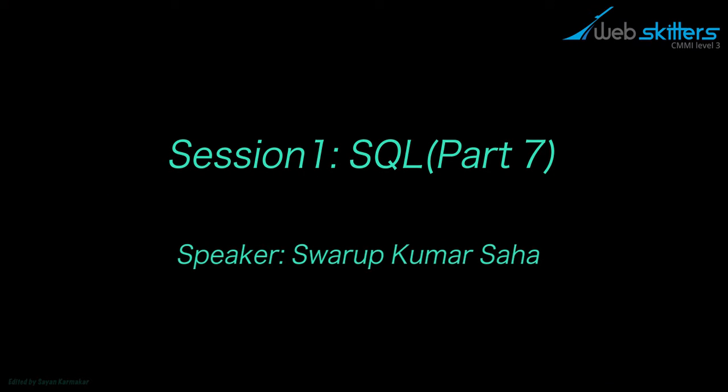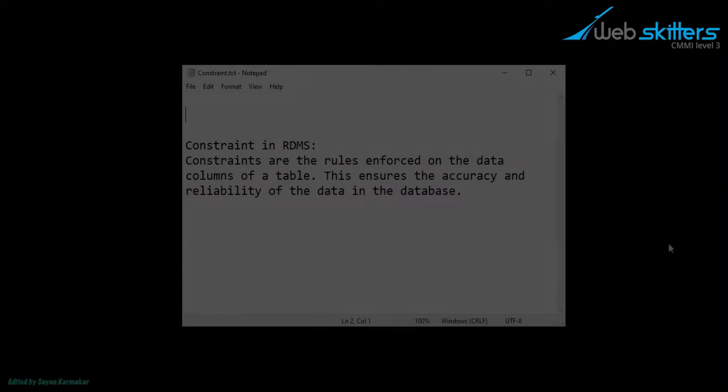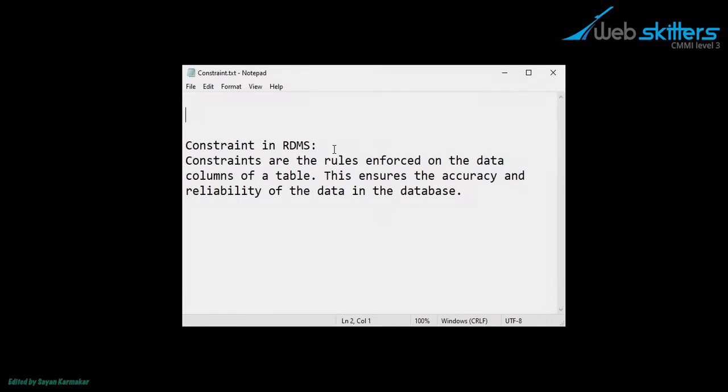Welcome back. In today's video and in the next video, the topic which I'm going to cover is constraint in context to relational database management system. So what do we mean by constraint? Constraints are basically different types of rules which are implemented on the attribute of an entity.